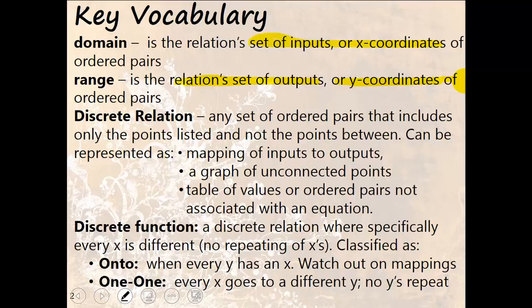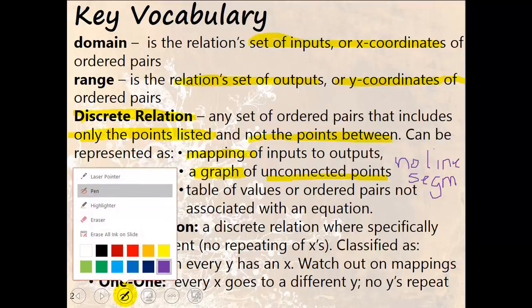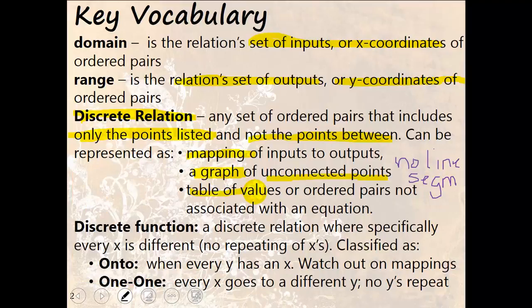When you have a discrete relation, it includes only the points that you are told about, that are listed. Nothing between. There are many representations of a discrete relation. You can use a mapping, and I'm going to show you examples in the next slide. A graph, like on a coordinate plane, but the points are unconnected. There are no line segments attaching. Or we can have a table of values or ordered pairs.